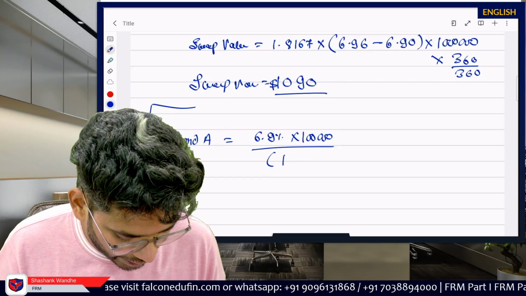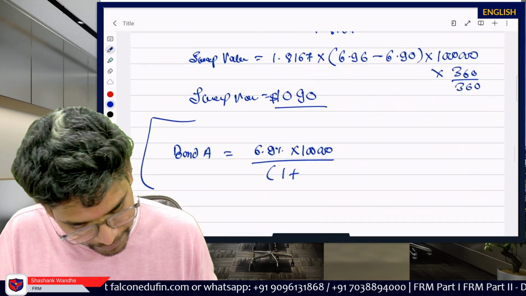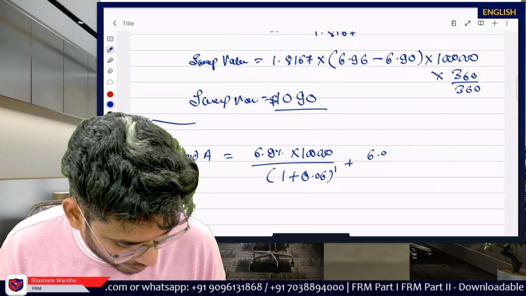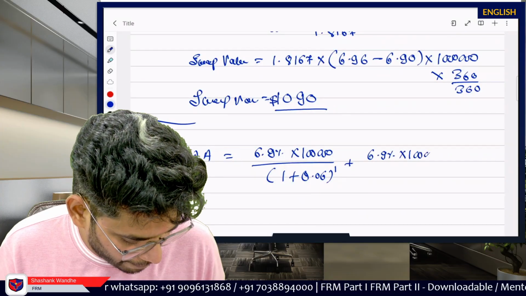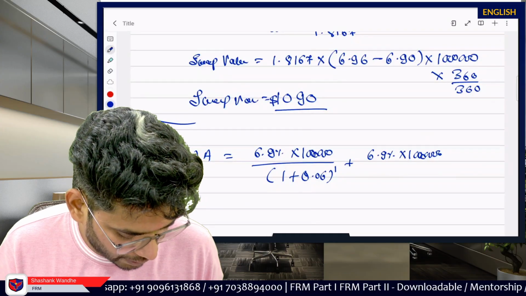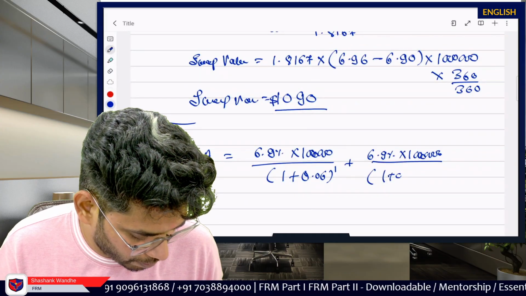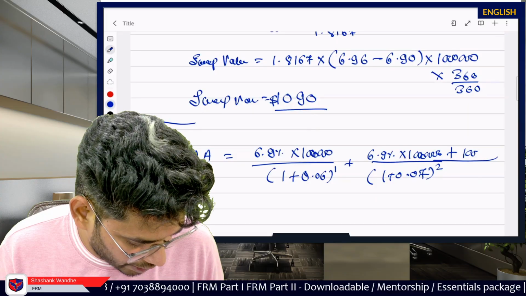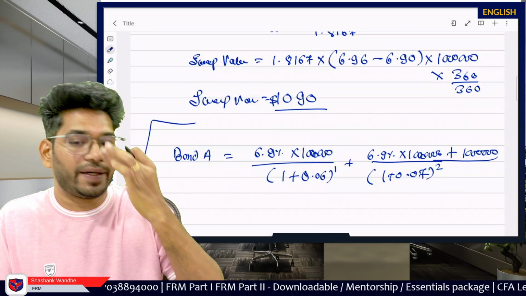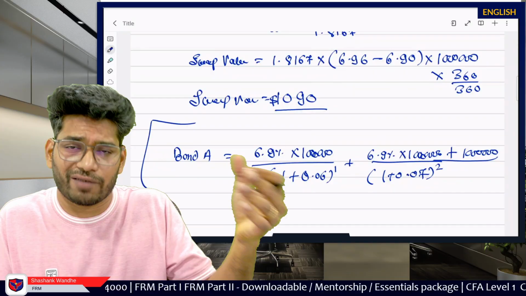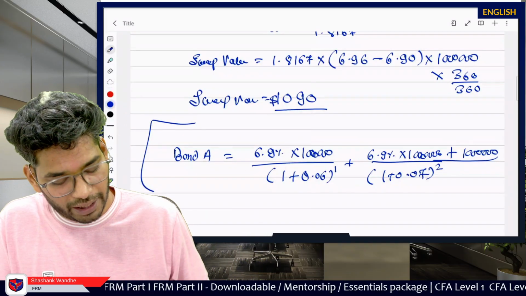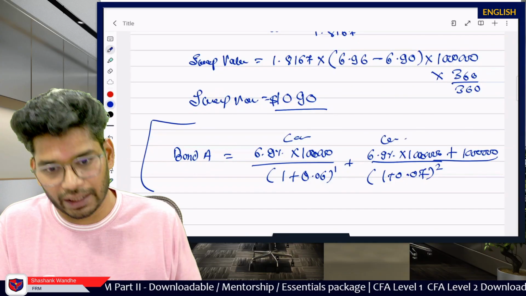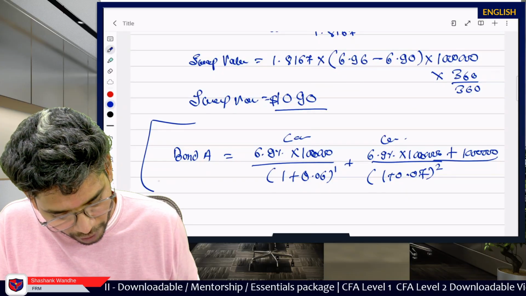Then use the discount rate. The new discount rate is 6%. So 1 plus 0.06 to the power 1, plus 6.9% multiplied by 1 million, divided by 1 plus 0.07 to the power 2, again here, plus 1 million. That is, the principal will be returned, and you will also get the coupon, which is equal to the SFR. And here we are calculating the coupon only. What is the dollar amount of the coupon? And then you have to do the discounting and calculate. Here you will have the bond value.